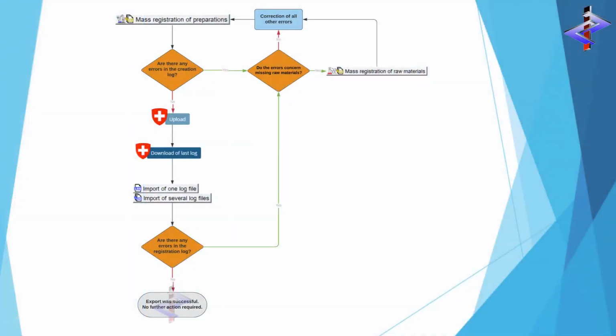Finally, we will show you a simple flowchart with the individual steps that need to be executed. These are the individual steps: start the mass registration, upload to the FOPH website, download the log from the website, import the log into ChemGuess. If errors occur, correct them and start the process again.